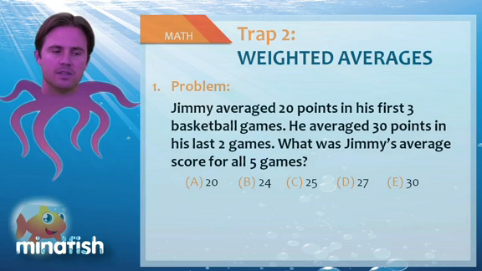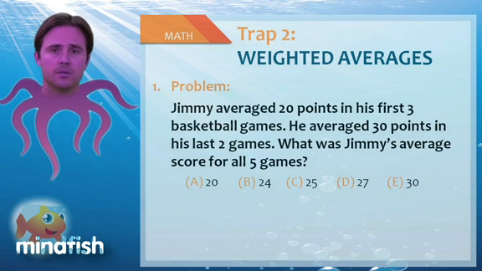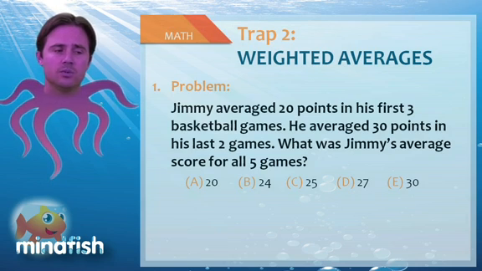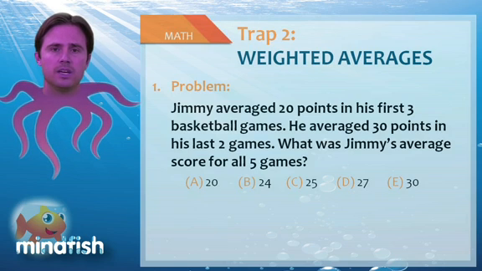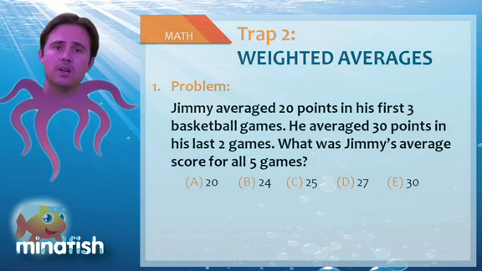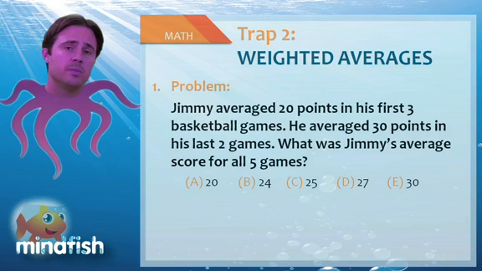Now again, it's tempting to say 20 plus 30 is 50 divided by 2 is 25, and pick C, which is incorrect. Now using intuition, we realize we have more 20s than we do 30s, so our answer shouldn't be any higher than 25, and we know it can't be 20, so we can use the process of elimination to get to the right answer, B.